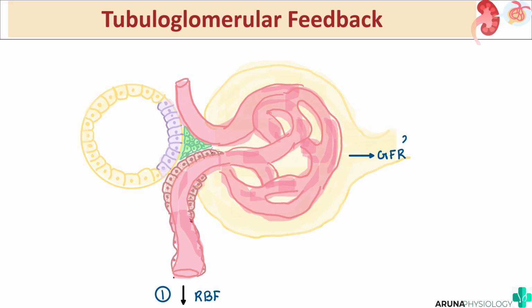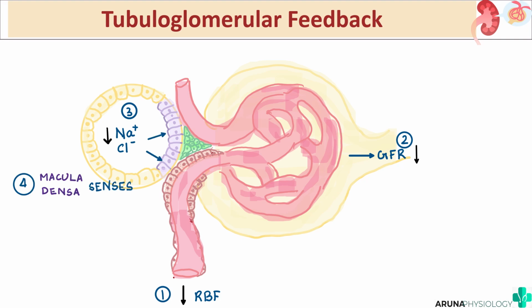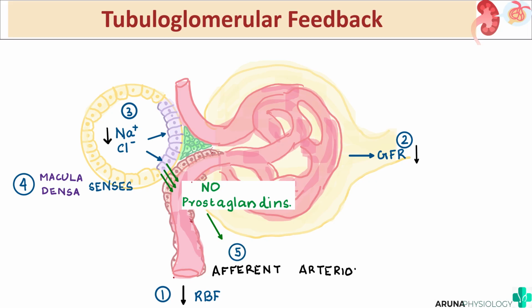Then obviously your GFR is going to decrease, so the solute load is going to decrease. So there will be decreased sodium and chloride. Now that also will be sensed by the macula densa, and this time it is going to send the signal using other substances called nitric oxide and prostaglandins. Because nitric oxide and prostaglandins are dilators, they cause afferent arteriolar dilatation so that more blood can enter the afferent arteriole.